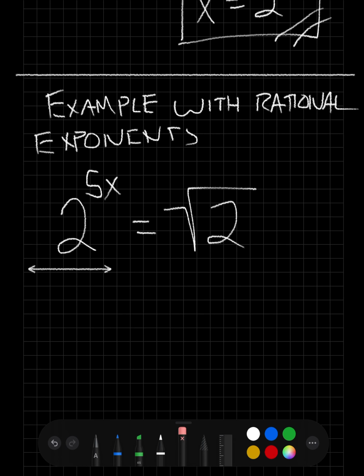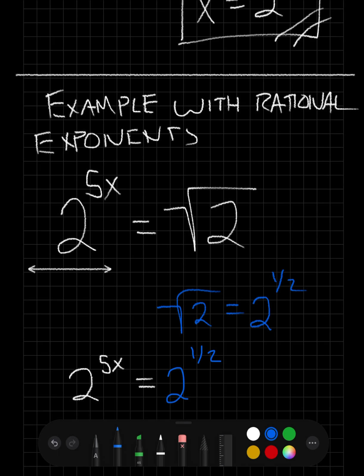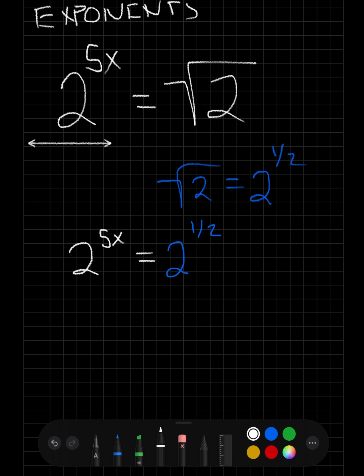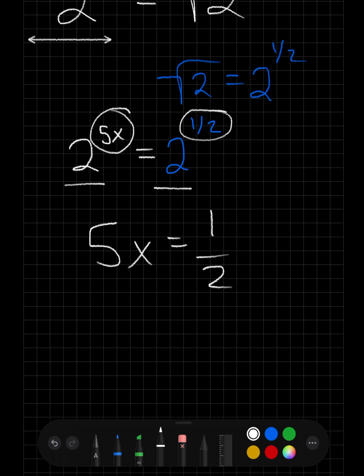This is where I want you to recall that rational exponents that we talked about. We know that if I take the square root of 2, that's the same thing as 2 to the 1/2 power. So then this expression here, 2 to the 5x is equal to 2 to the 1/2 power. And now I have the same base, and I can set those exponents equal to one another. 5x equals 1/2. And I know you guys don't appreciate the fractions, but that's okay. We can make this work.